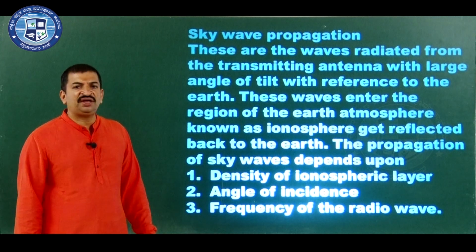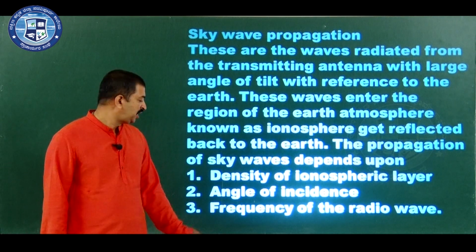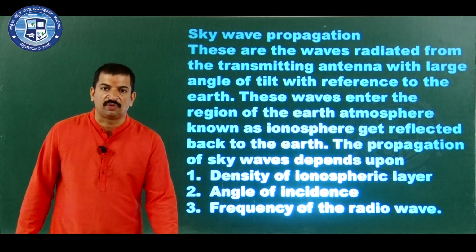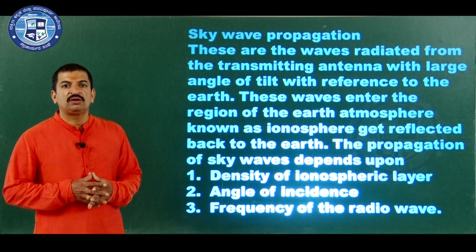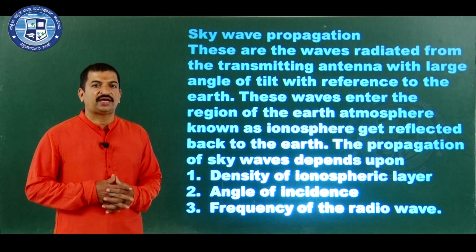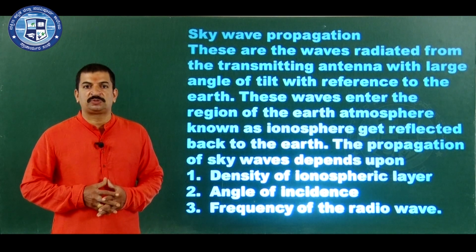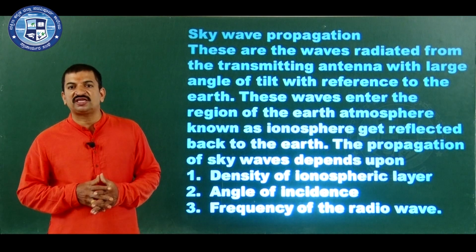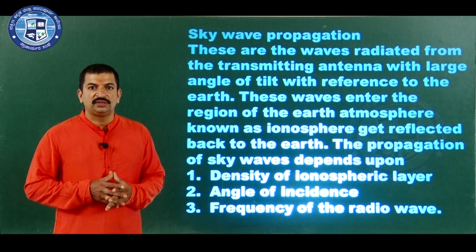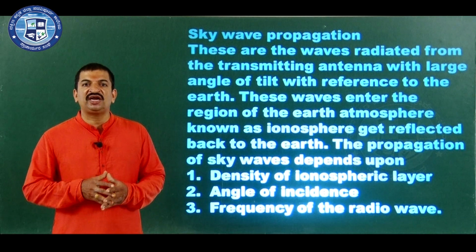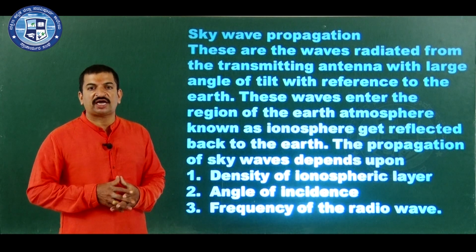One is the density of the ionospheric layer, another is the angle of incidence, and another is the frequency of the radio wave. Now, the Earth atmosphere receives a large amount of solar radiation in the daytime. The upper reaches of the Earth atmosphere consist of some gases. As the solar radiation is incident on these gas molecules, the gas molecules split themselves into gas ions.